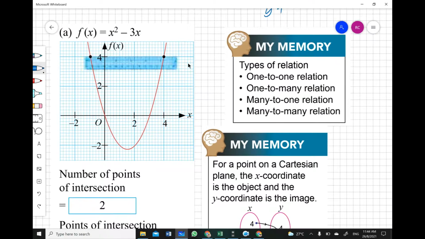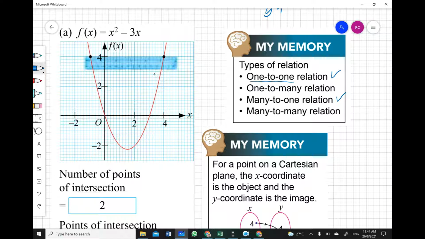Okay, so basically what I want to tell you about this one is you need to recall back the memory. The type of relation for quadratic function is what? Do you still remember? Many to one. And? Yes. Do you know why? Very good. So if you don't know why, this is how you memorize it.